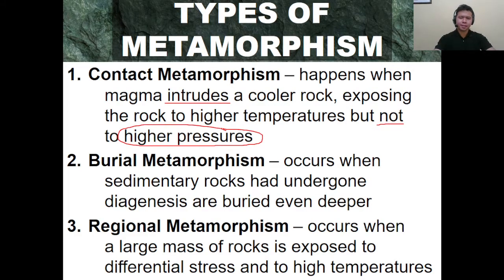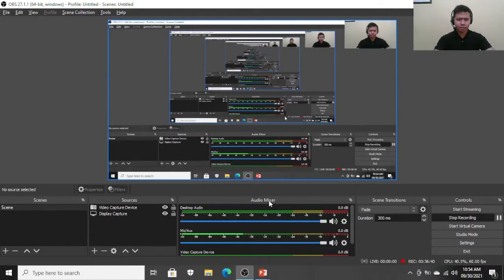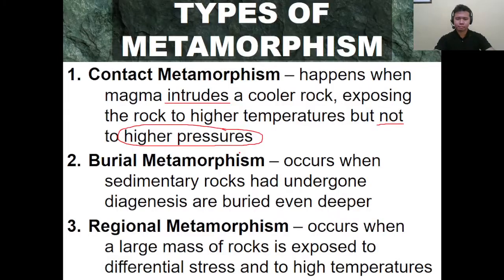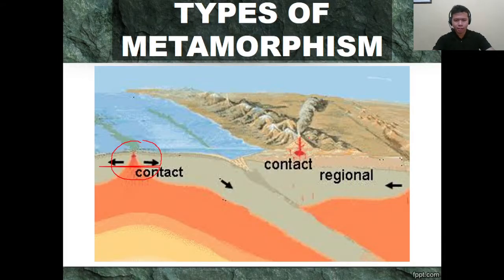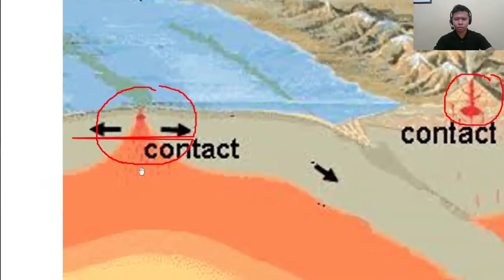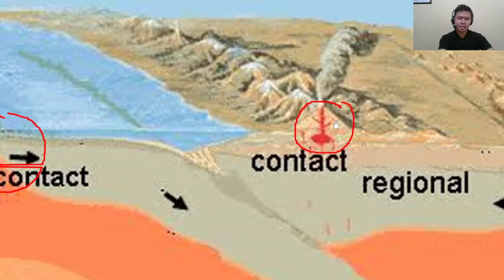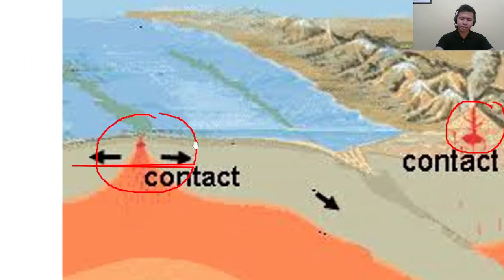Okay? Next, we have another example here. We have volcanic eruption. It refers to the intrusion of magma. When we say intrusion, it's the appearance of magma on the surface, exposing the rock with a magma, melting it. So this is considered as contact metamorphism.